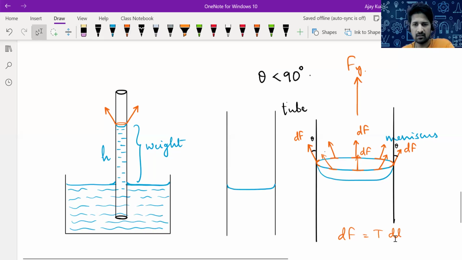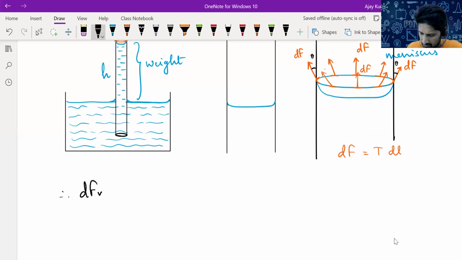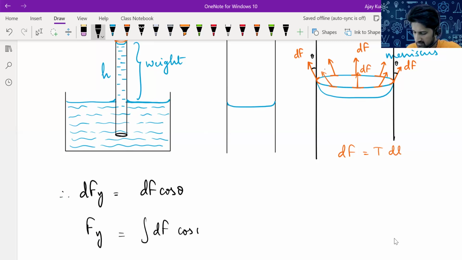We know dF is TdL, but the force in the y direction is not the integral of all the dF's. You have to integrate the y component of dF. Now, every small force dF makes the same angle theta with the tube, which is vertical. Therefore, the y component of every small force will be dF cos theta. Therefore, total force in the y direction due to surface tension will be integral dF cos theta. Theta is the contact angle, which is fixed, so cos theta is constant. dF is TdL, so the integral becomes integral TdL cos theta.